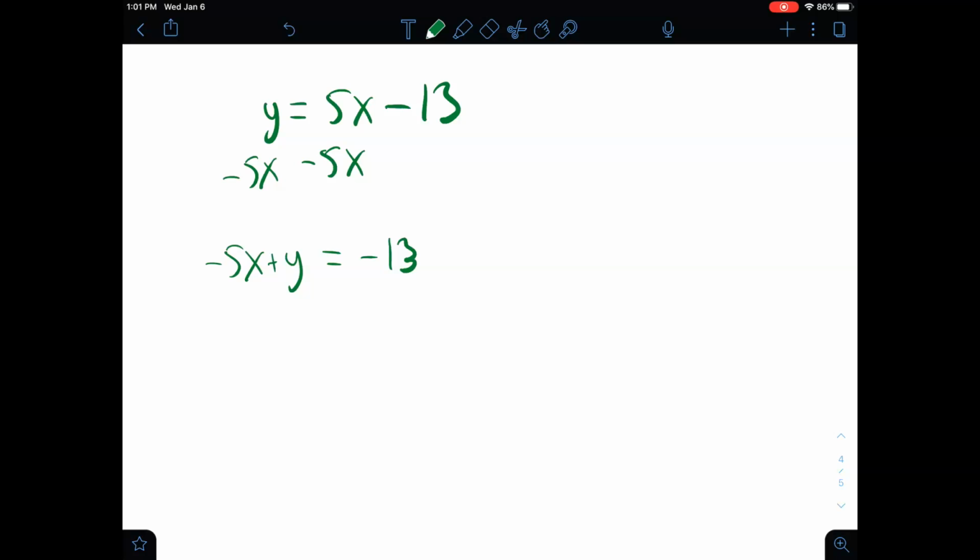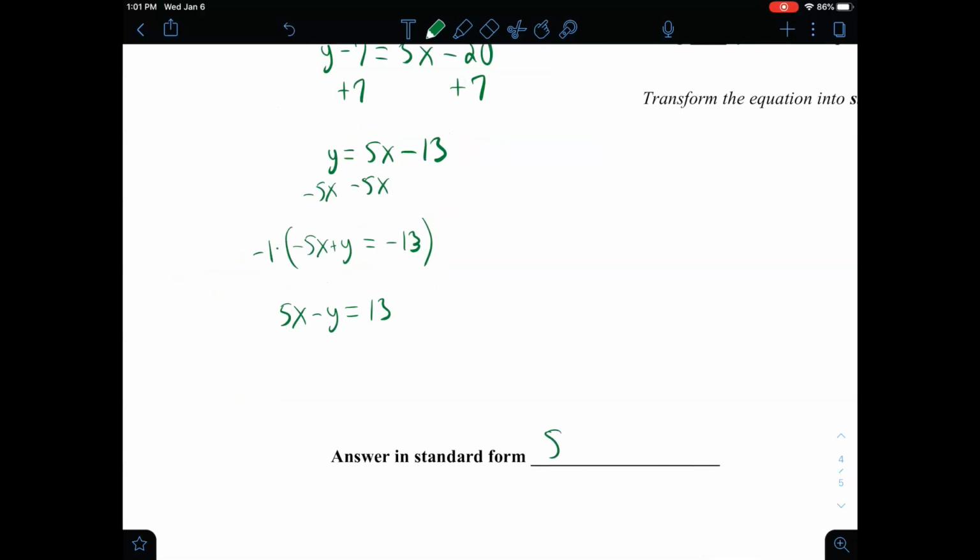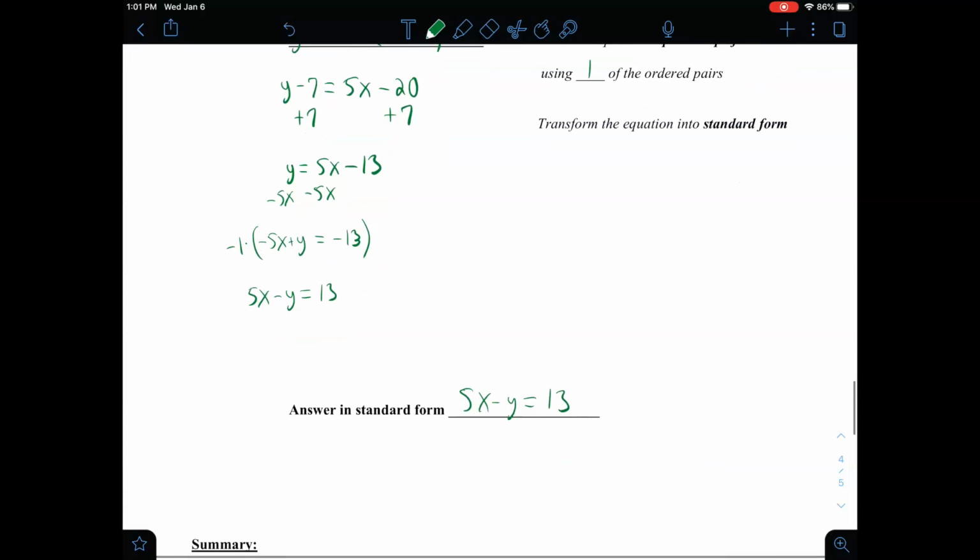And what's wrong with this problem right now? Well, we have x and y, but the x value is not positive, so we're going to multiply by negative 1 on both sides and change all the signs. 5x minus y equals positive 13. And that's our answer. Okay, and there's our answer in standard form.